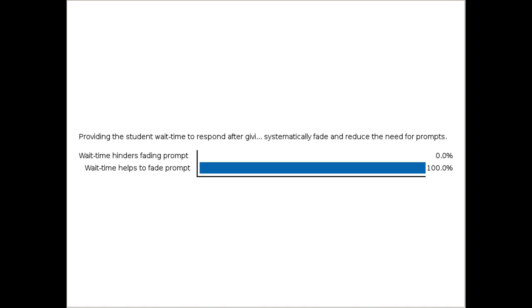The next one, another poll: providing the student wait time to respond after you have given a prompt will systematically fade and reduce the need for prompts. So is wait time good, or will wait time help, or will wait time hinder?